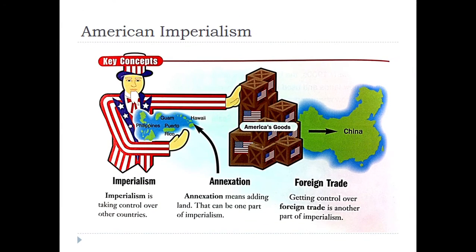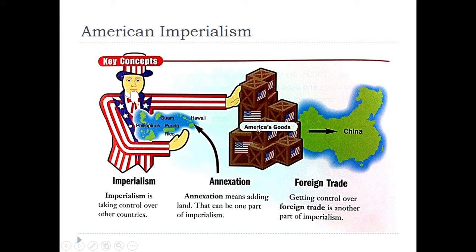And I think this cartoon kind of sums it up. You'll see Uncle Sam, we'll talk about him a lot today. He's featured in many of these cartoons that talk about U.S. imperialism. But here he is, he's got his arm around all these territories that will become American possessions. The Philippines, Guam, Puerto Rico, and Hawaii. And many people push for what's called annexation, adding those territories, making them part of the United States.